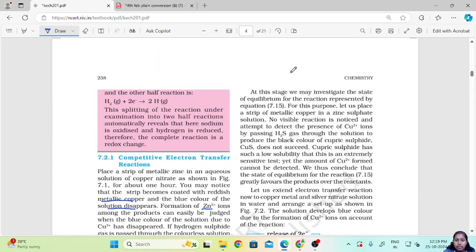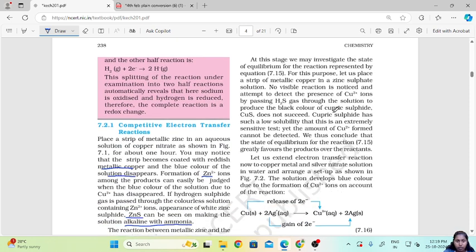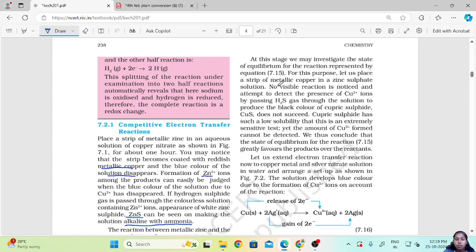Now at this stage, we may investigate the state of equilibrium for the reaction represented by the equation. For this purpose, let us place a strip of metallic copper in a zinc sulfate solution. No visible reaction is noticed, and an attempt to detect the presence of copper 2+ ions by passing H2S gas through the solution to produce a black color of cupric sulfide, CuS, does not succeed.